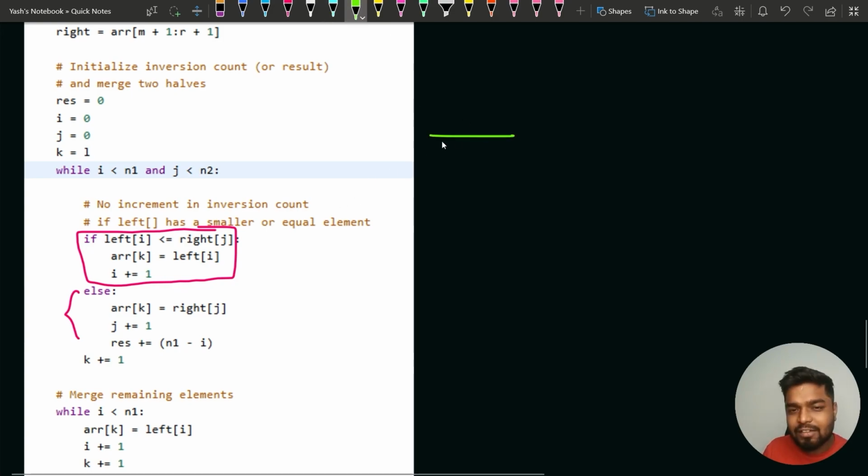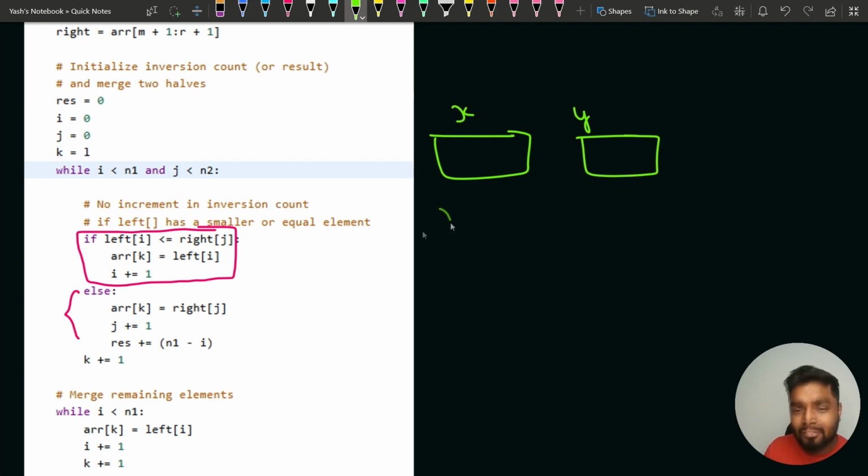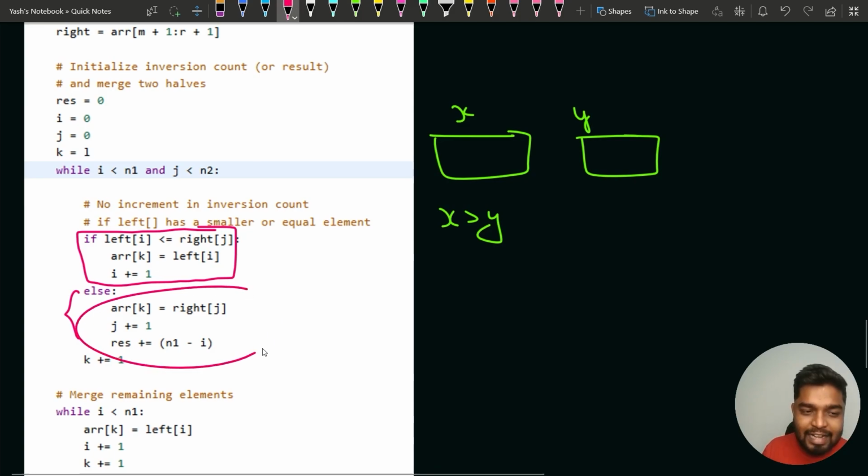You have to understand one thing: if you consider the left half and right half, and there is a particular element x here and y here, if x is greater than y, because basically the else part is when the right element is lesser. Whenever the right element is lesser, then there will be an inversion. So we will be cleverly counting those inversions.